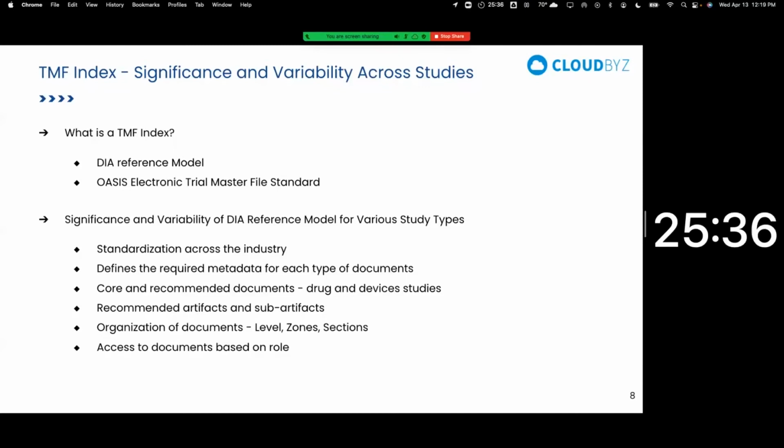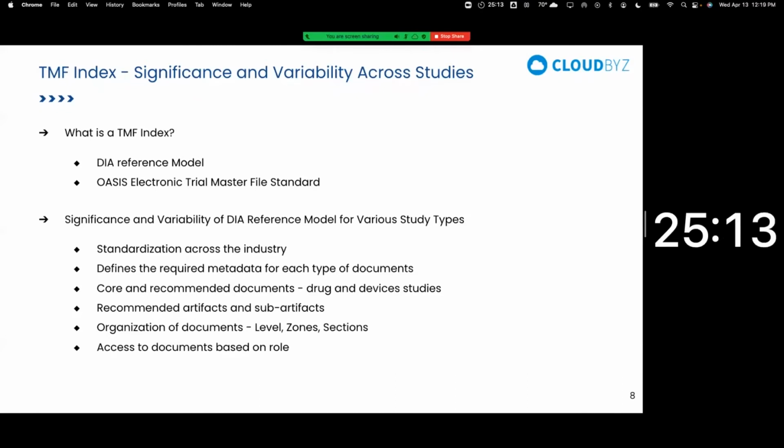Then there was an industry group, which is known as Drug Information Association. So they decided to develop a standard content list for the TMF. And the first TMF reference model came out in 2010. Currently, these are the two reference models, the DIA and OASIS, that contain a pretty exhaustive list of documents, and DIA is by far the most commonly and widely used reference model.